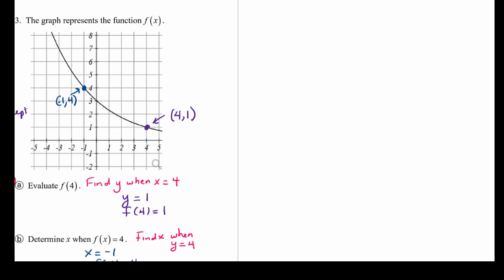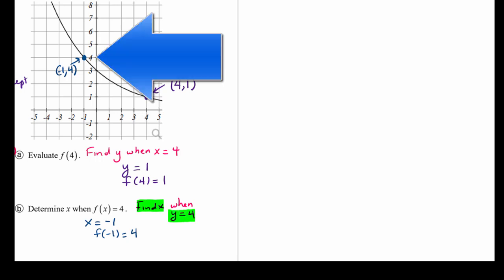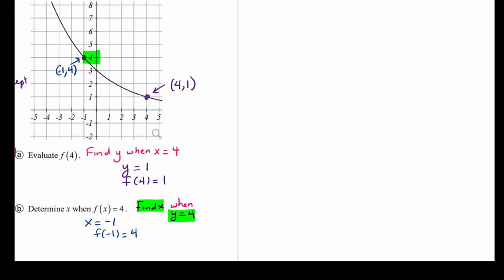Now for part B, we were asked to determine x when f of x is 4. In other words, we've been asked to find x when y is 4. So I went up here to y equals 4 on the y-axis and located the ordered pair there that was -1, 4. So f of -1 is 4. So x equals -1. How did you do?